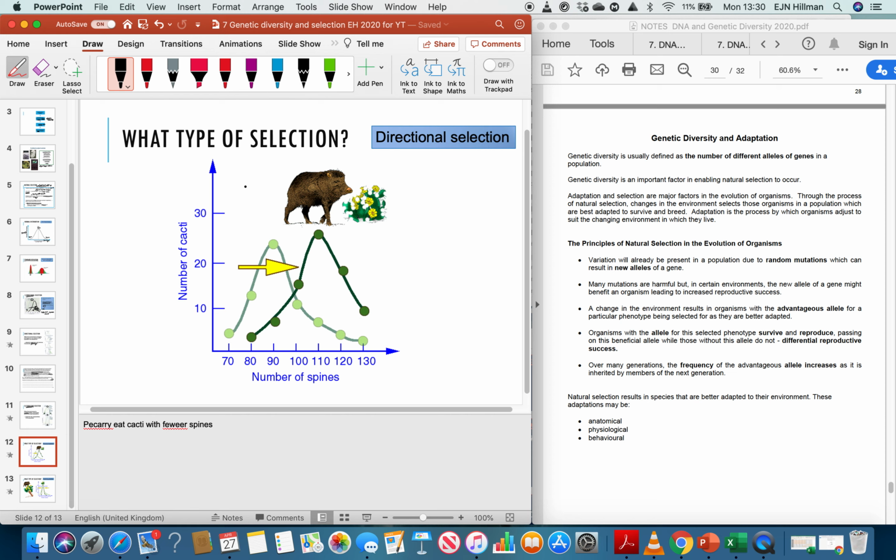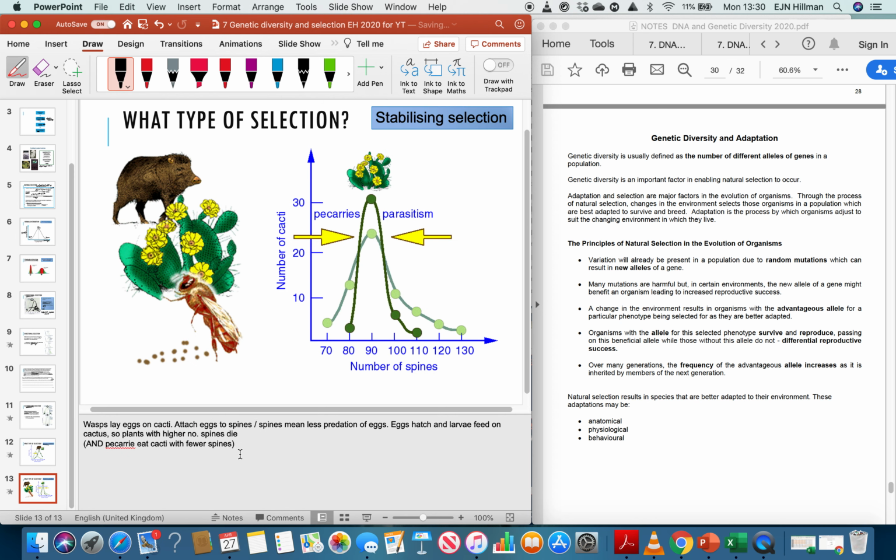Okay. So, this is an example of directional selection. Okay, let's add another complexity to this. Another interaction in this habitat might be the introduction of, or when we consider these wasps. So this is a type of wasp, and it lays eggs on the cacti. And when those eggs hatch, they feed on the cacti as well. Now, the wasps lay their eggs at the base of the spines.